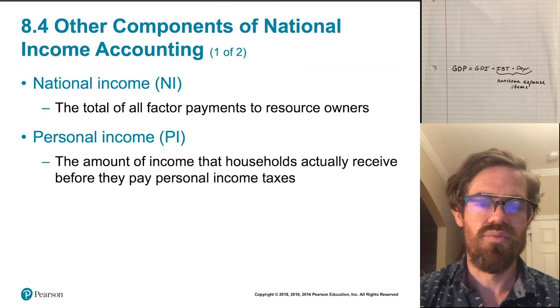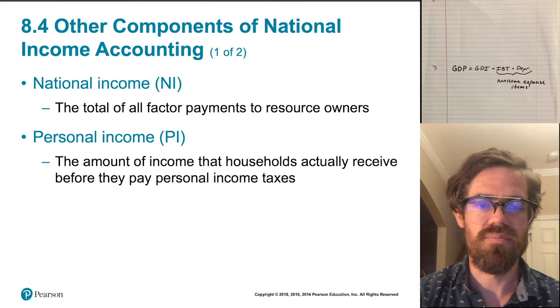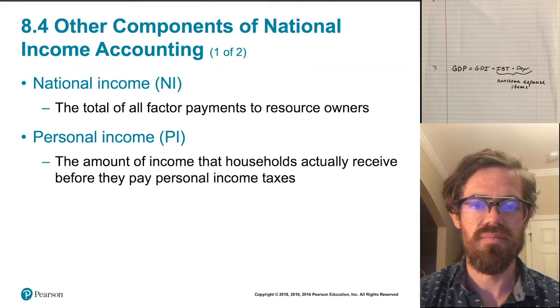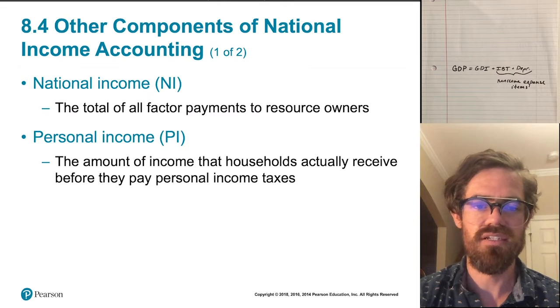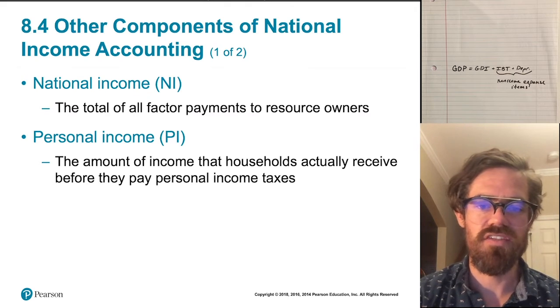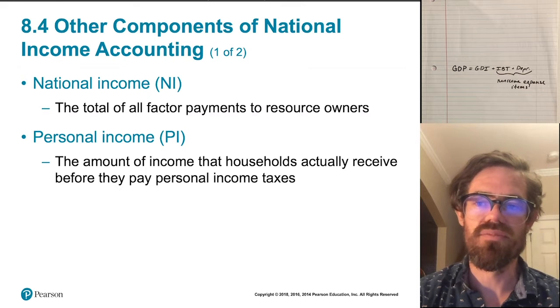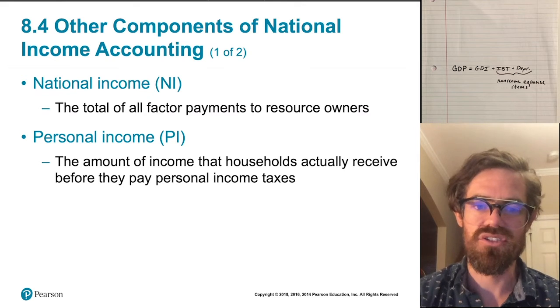And then related is something called personal income. So this is the amount of income that households actually receive before they pay personal income taxes. Think of it this way: if you're working a job for $15 an hour, and you work an hour, your personal income is $15, but that's not what you actually bring home, right?